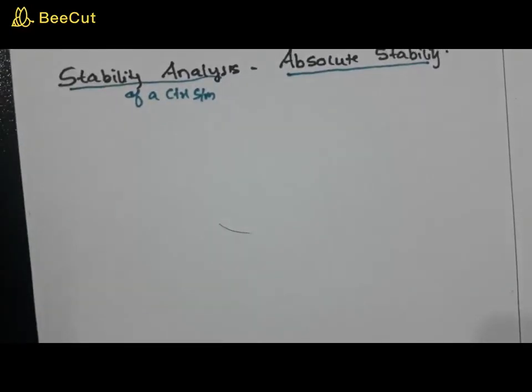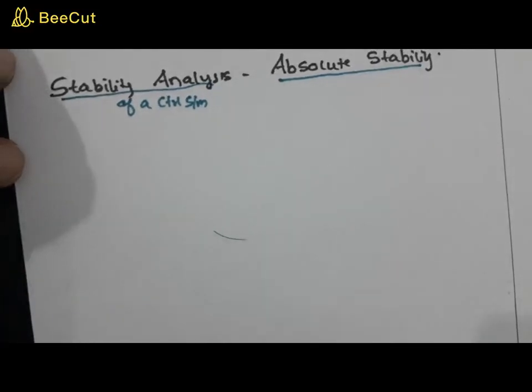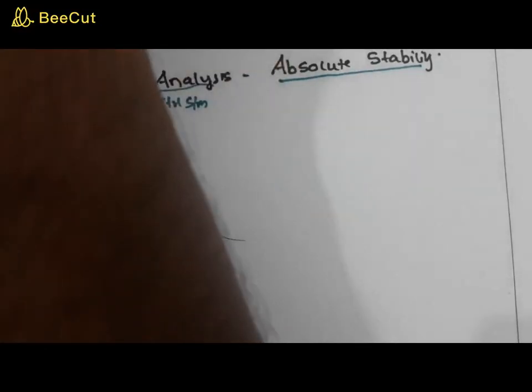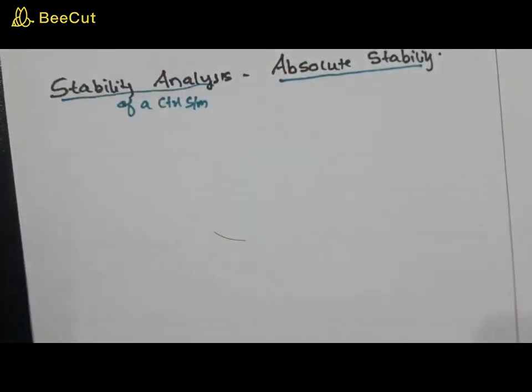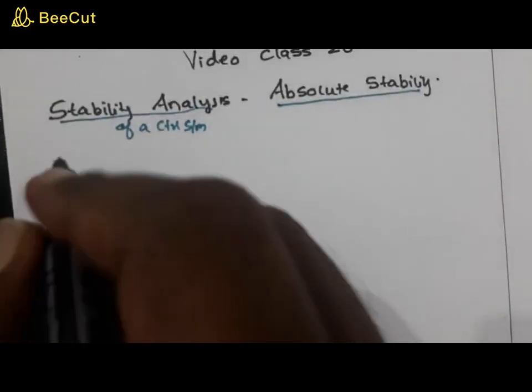Before going into this stability analysis, what does stability analysis mean? We just want to see whether the system is a stable system or not, and what if it is an unstable system. All of these things will be dealt with under the stability analysis of a system. Before going into that, you should have an idea about stability.